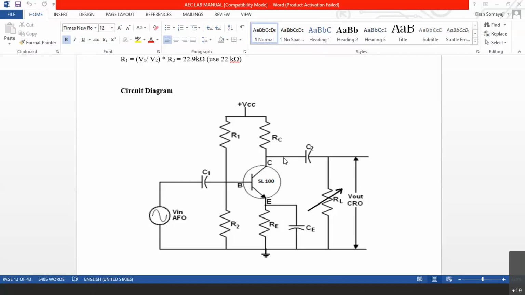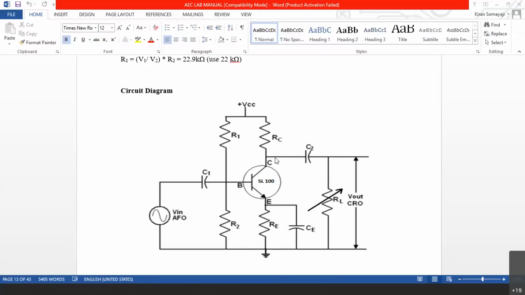Now connect the multimeter across collector and emitter and measure the voltage. You should get around 5 volts. Or else connect the multimeter between ground and collector. How much should you get? 6 volts. Because across RE it is 1 volt, and collector to emitter it is 5 volts. Totally you should get 6 volts from the ground to the collector.